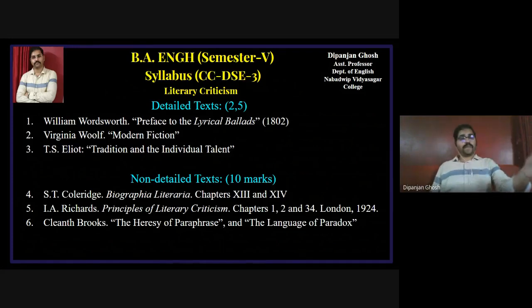You see that the Macmillan edition is also available there. Virginia Woolf's Modern Fiction is another long essay that you have to read for the detailed texts, and T.S. Eliot's Tradition and the Individual Talent, you see. Okay, T.S. Eliot's Tradition and the Individual Talent, this critical essay was published in the collection The Sacred Wood. Okay, if you can gather the book, you can take the book for T.S.